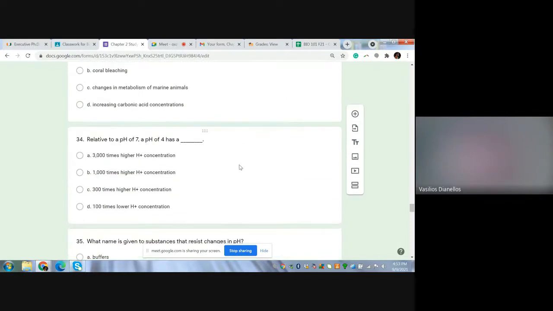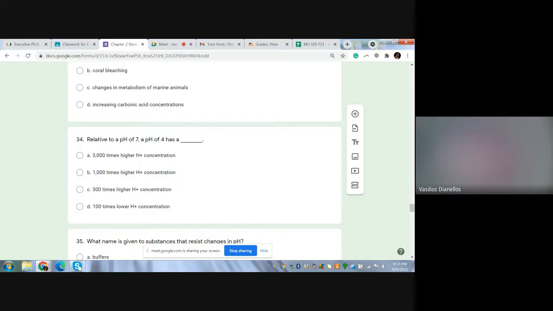All right, here's one that people are going to miss on the exam. I'm going to change the numbers. But relative to a pH of 7, a pH of 4 has what? So let's look at the numbers. We're going from 7 to 4. So 6 is one step, 5 is another step, 4. So that's 3 steps. And each step is a change of 10. So 10, 100, 1,000. So right off the bat, I know the answer to number 34 needs to be 1,000 something, right? I know that needs to be the number.